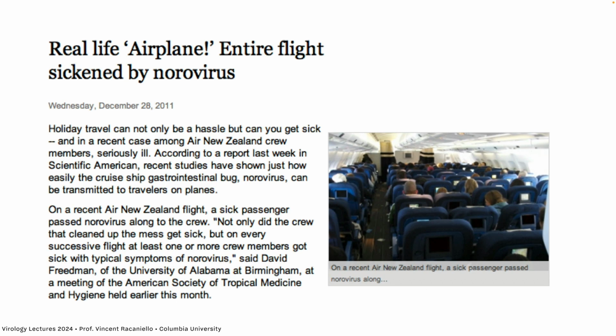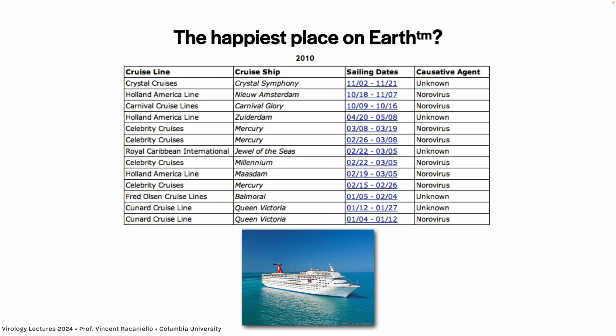So here's an article about transmission on a flight. This was an Air New Zealand flight where a sick passenger passed the virus to the crew. So the passenger vomited, obviously. The crew cleaned it up. The crew got infected, and they went on to different flights, and they infected people on those flights as well. So this is what happens when you have asymptomatic shedding for a good period of time.